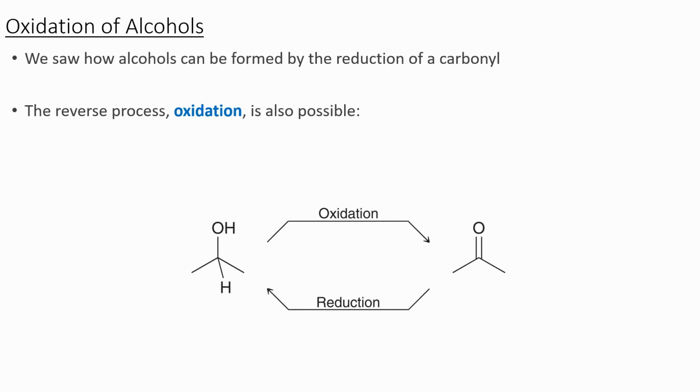So we've covered reduction already, converting a carbonyl compound into an alcohol. But the reverse process is also possible, which is oxidation. We're going from one carbon-oxygen bond to two carbon-oxygen bonds, or we can even oxidize further to three or four carbon-oxygen bonds. In this next segment, we're going to discuss different sets of reagents and conditions to do oxidation reactions.